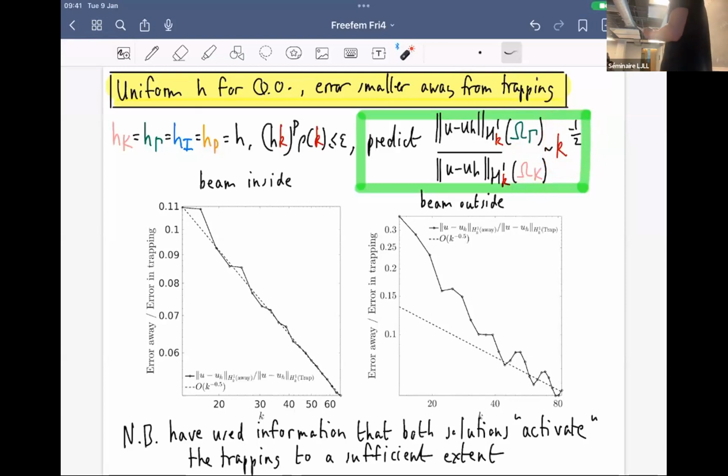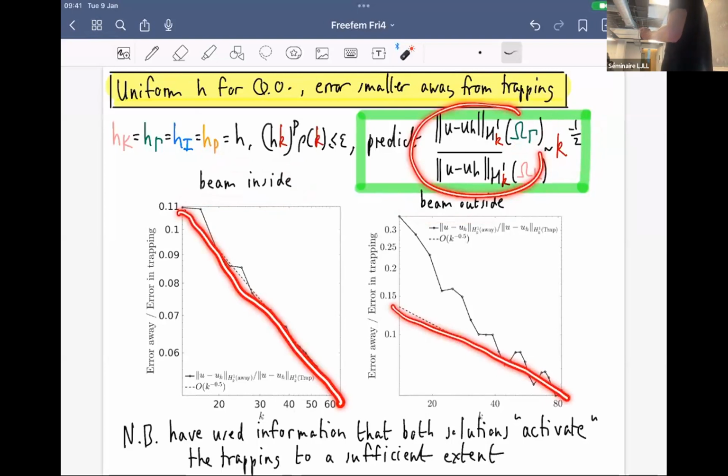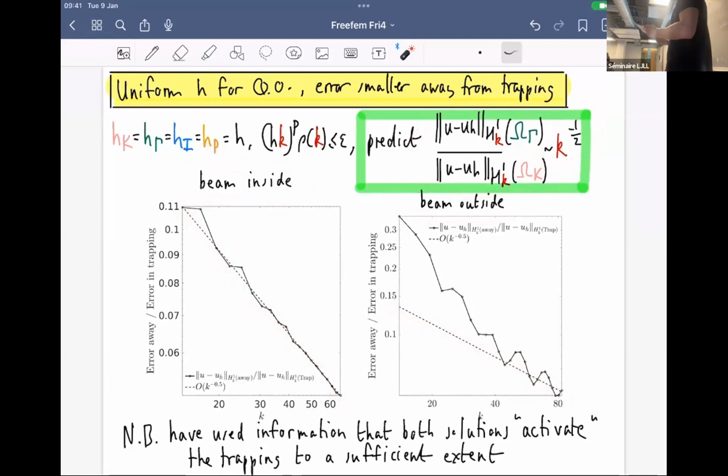And here are some plots for the beam inside and the beam outside. This dashed line is k to the minus half. I'm plotting exactly this ratio, and you see that both of them, as k increases, settle down to achieve this asymptotic rate. Okay, so that's our theory, and it seems to be achieved in this scenario.